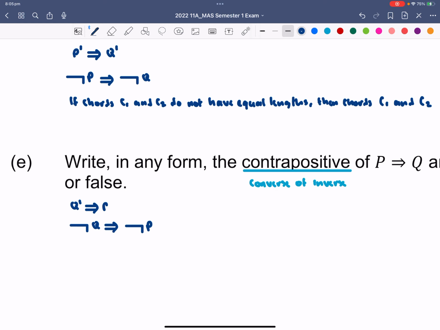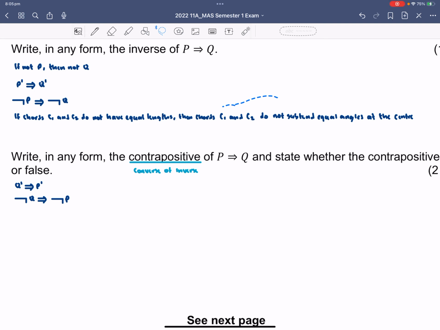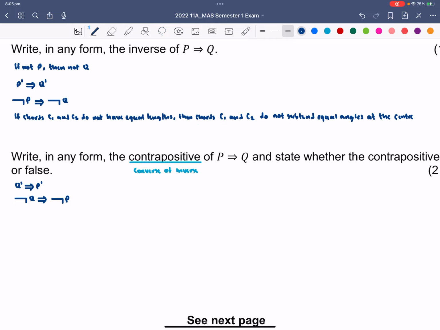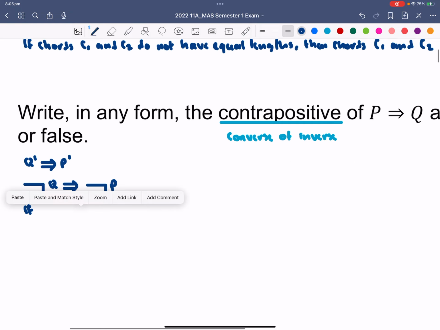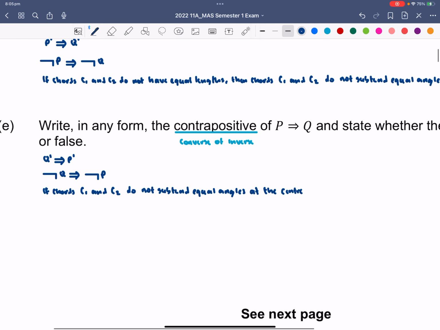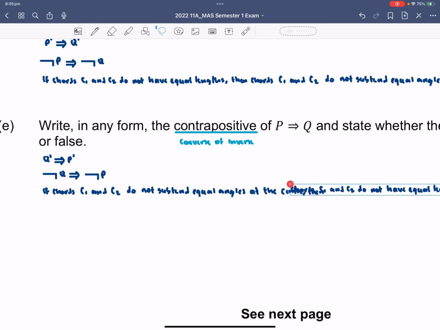So the English version of this is if chords C1 and C2 do not subtend equal angles at the center, then chords C1 and C2 do not have equal lengths. I'll just show you how it really is just the converse of the inverse. Remember, this is the inverse. So you can clearly see that the contrapositive is the converse of the inverse.